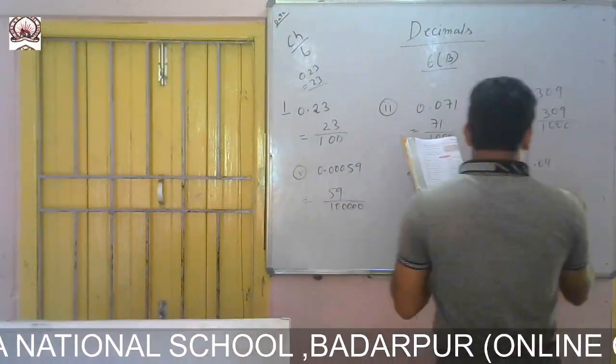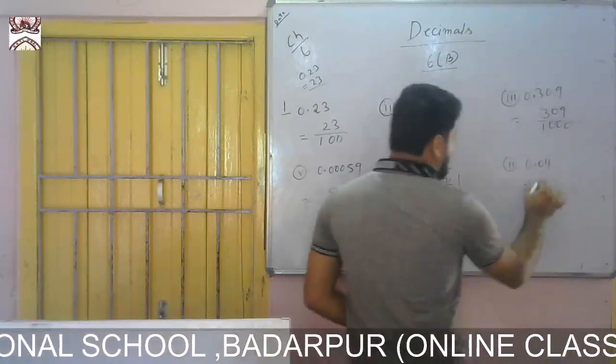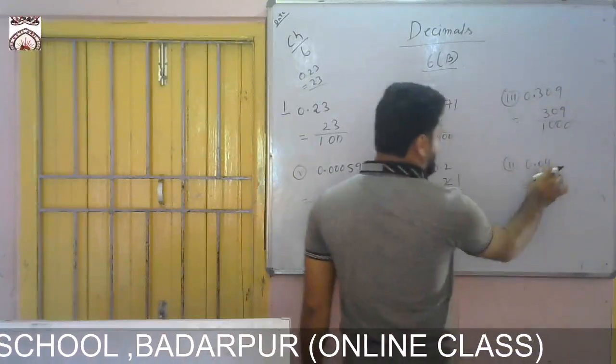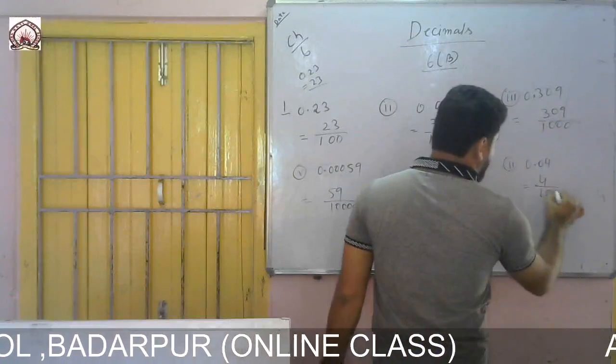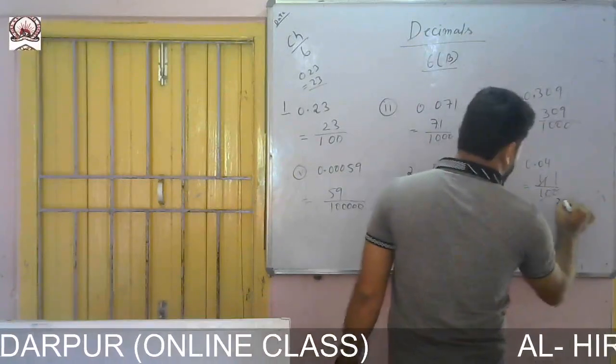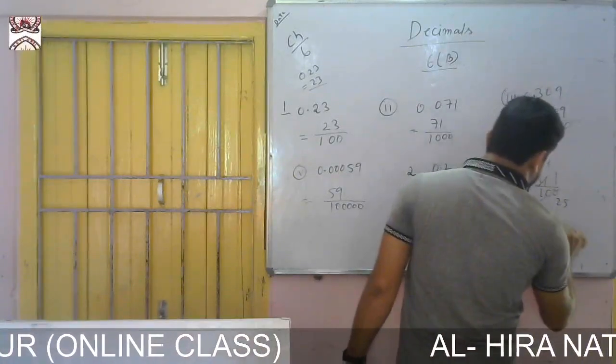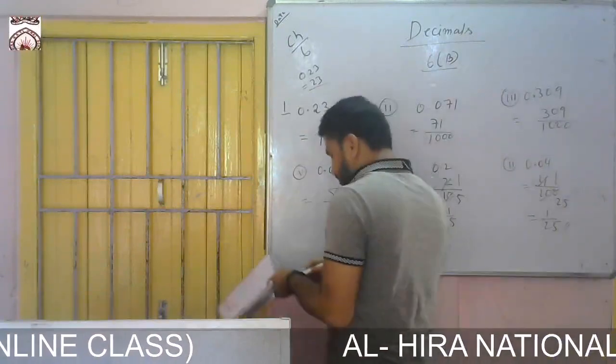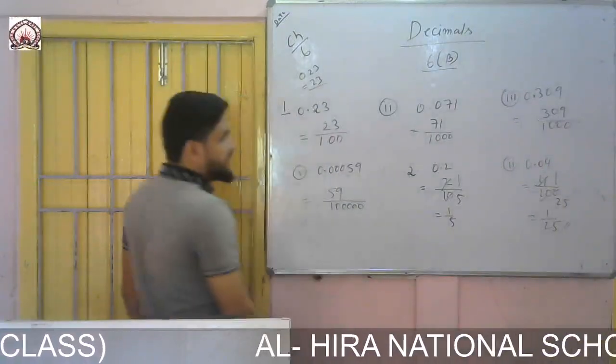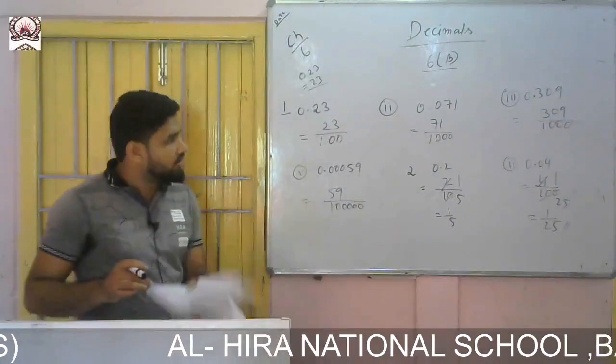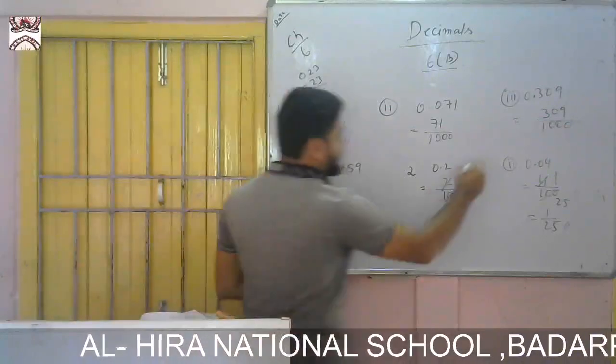Next, you see 0.04. Okay. Then I can omit the point, then it will be 4 by, then after the point 2 digits, so it will be 100. Then 4 1s are 4, 4 25s are 100. So it is 1 by 25. Okay. So that is question number 2, Roman 2.